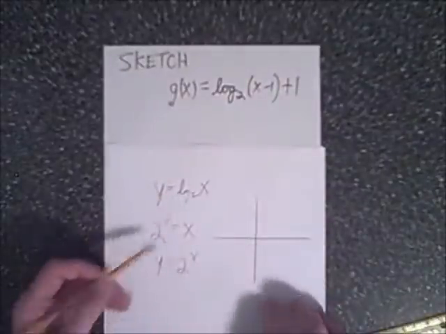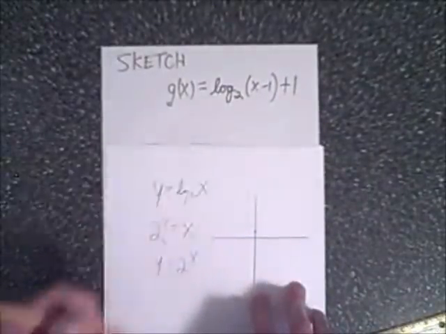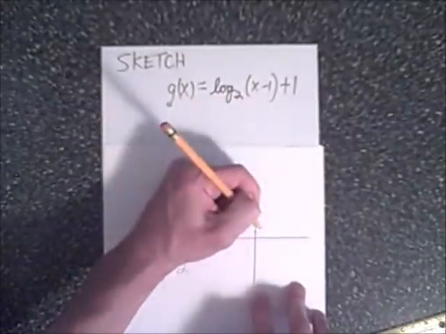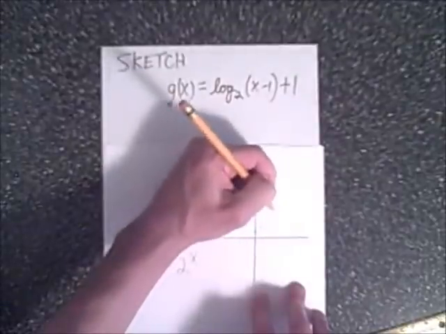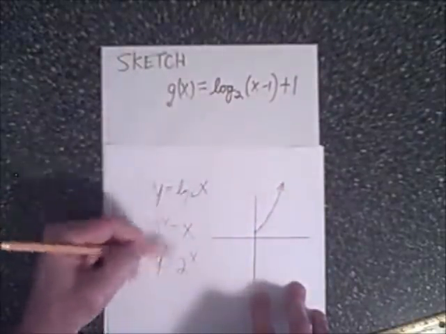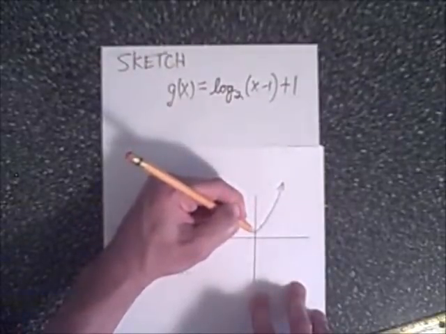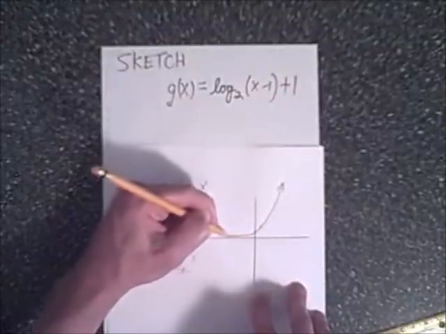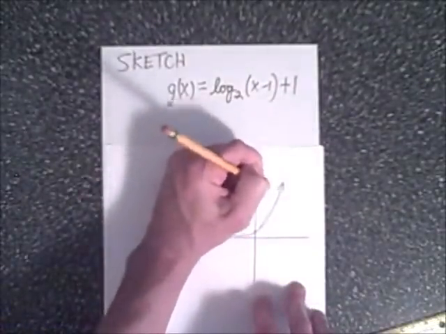If you recall, for 2 to the x, 0, 1 is one of our points, and then 1, 2, and then 2, 4, and going up this way. And then, of course, the negatives become fractions, with a horizontal asymptote of 0, so it's going to look something like this. So this is y equals 2 to the x.